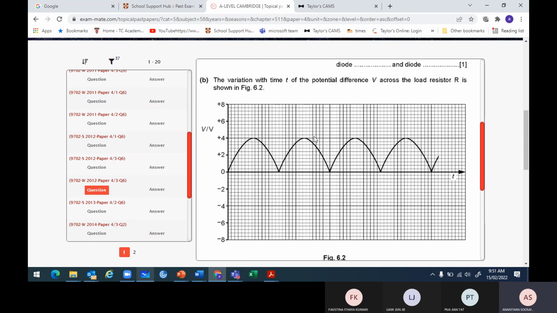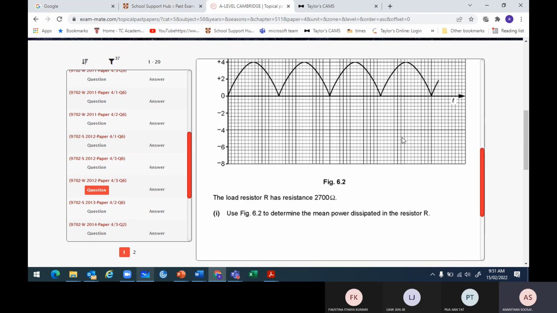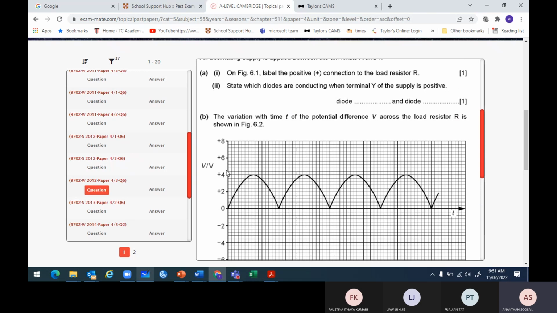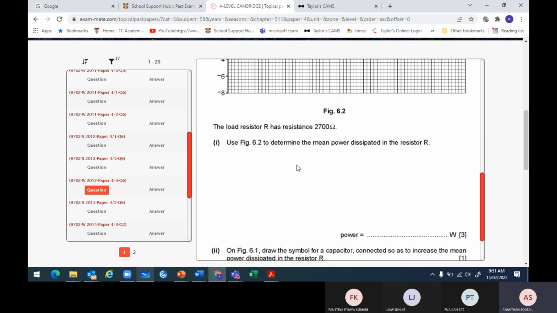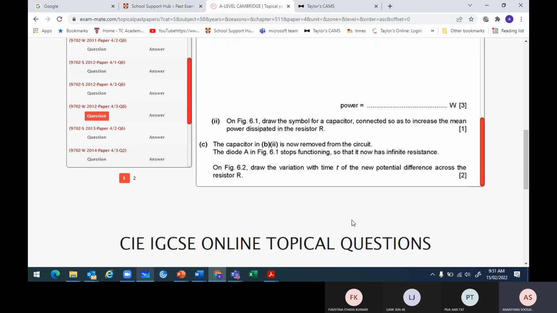Next, full wave rectification. Determine the mean power dissipated in the resistor. So the mean power: resistance is given, V is given. So use V squared over R, V RMS squared over R, and you get the mean power. Then figure 6.1, draw a symbol for the capacitor connected to increase the mean power dissipated. The capacitor is always connected parallel to the load. These are all standard questions that always come up. Only towards the end does it become a little challenging.